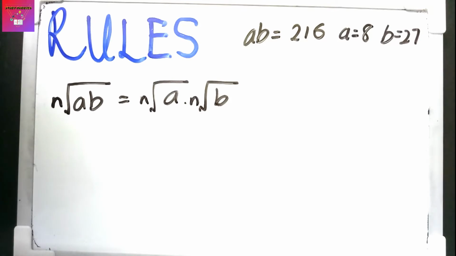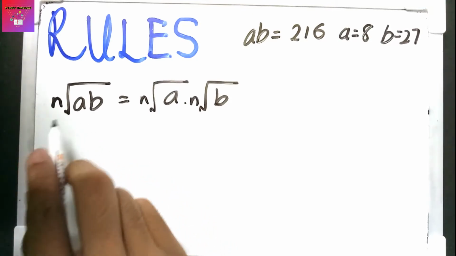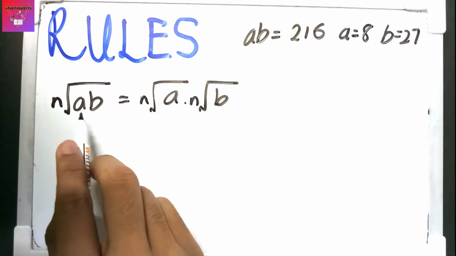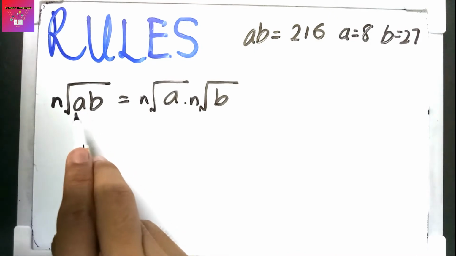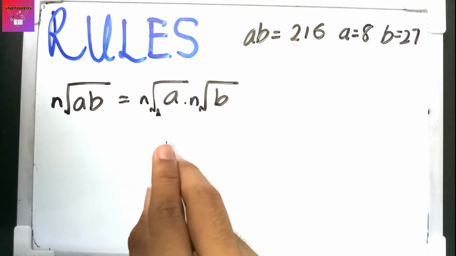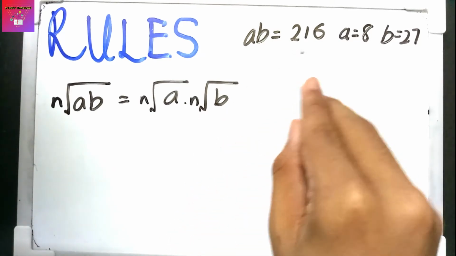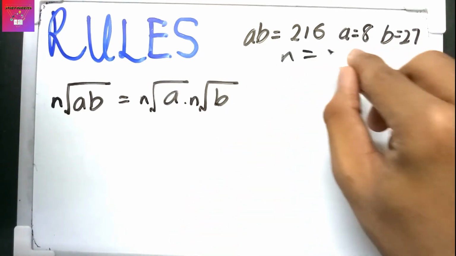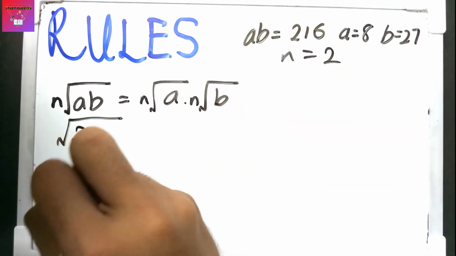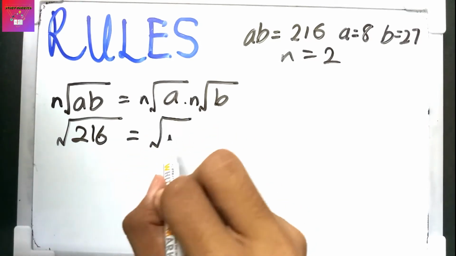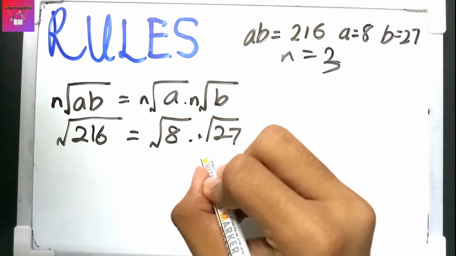So the next rule is the root of the product of A and B. If you split it, it's going to be the same. The n-th root of AB is going to be the n-th root of A times the n-th root of B. So let's just add these values into our equation here. So cube root of 216 is going to be equal to the cube root of 8 times the cube root of 27.